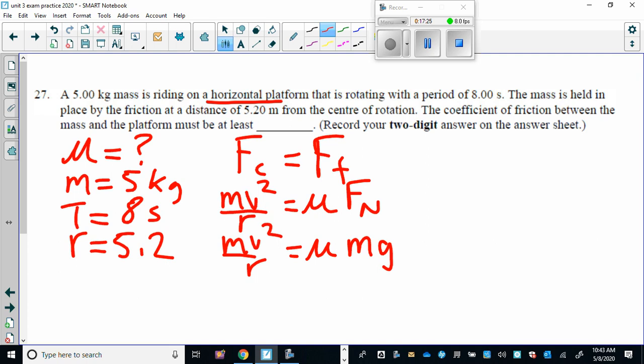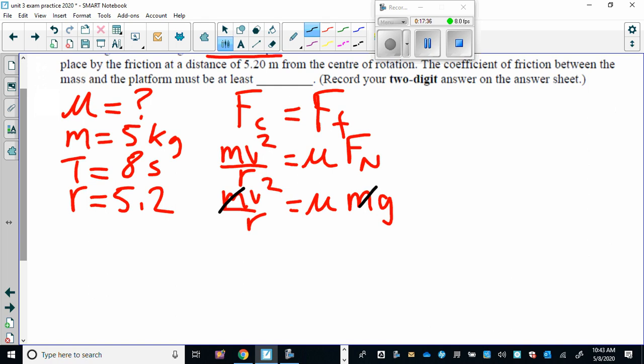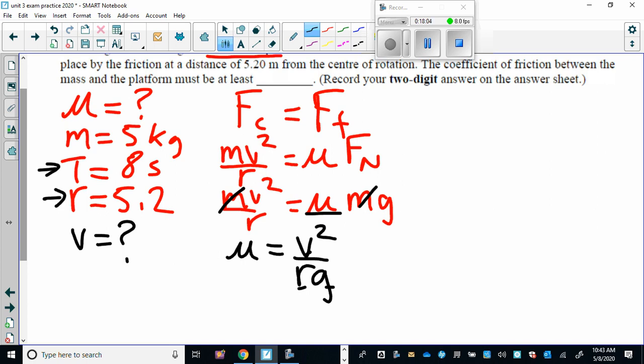And mu Fn, Fn in horizontal problems is always equal and opposite to Fg, so it's mg, which is a good thing. And we are solving for the coefficient of friction. So the coefficient of friction right here, mu, equals v squared over rg. And at this point, we have to ask ourselves, what do we have and what do we need? Well, we have the radius. We have gravity. We don't have the velocity. So we need to calculate the velocity. Can we calculate the velocity? Absolutely, we can, because we have the radius and the period.